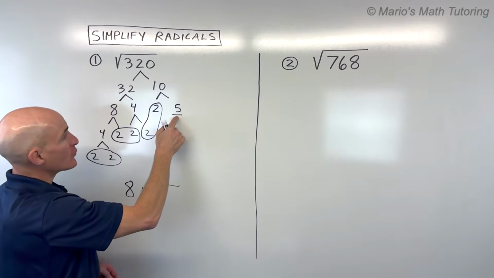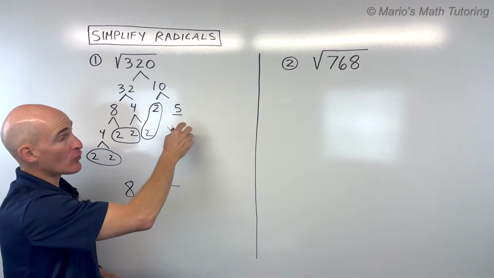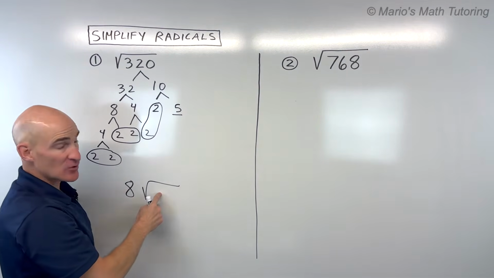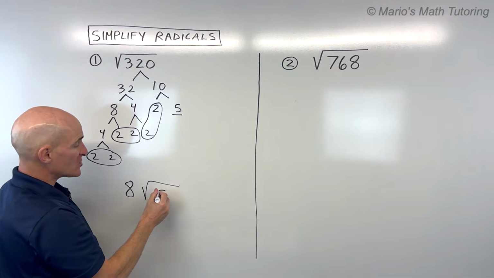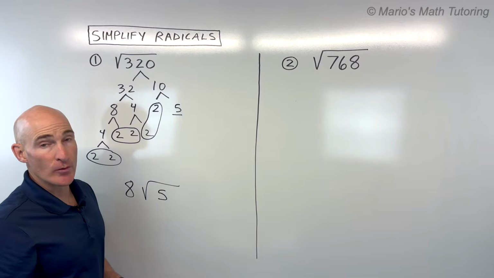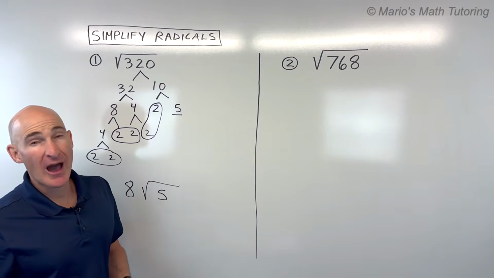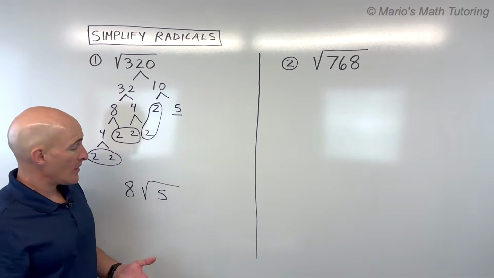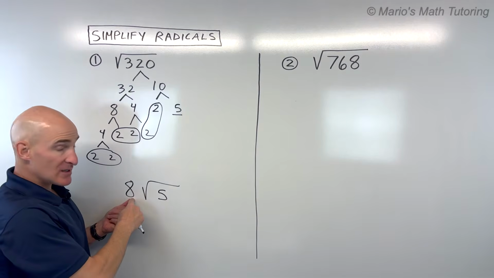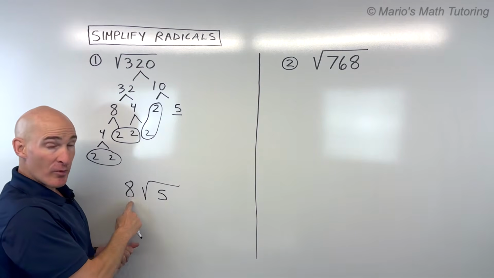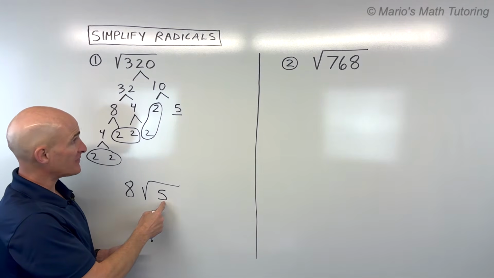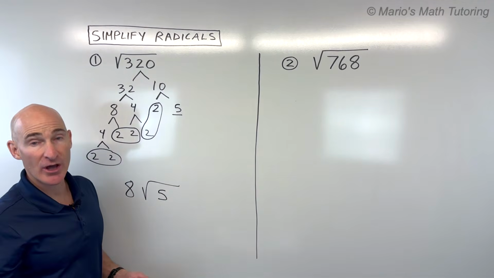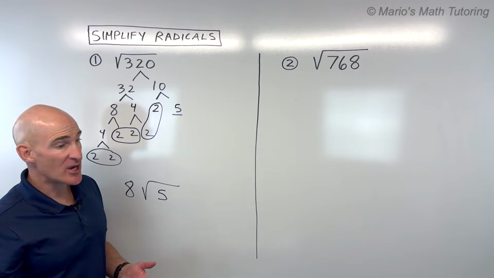And then whatever's left over, like say if there was a 5 and a 3 left over, I would multiply those together and that would be square root of 15. In this case, there's only a 5 left over, so it's just going to be 5 left underneath the square root. Now, sometimes students will say, well, Mario, how do I know I got the right answer? Well, you can take this number in front, and if you square it, meaning you multiply it by itself, 8 times 8 is 64, then times 5, you get back the 320. So that's one way to check your work.